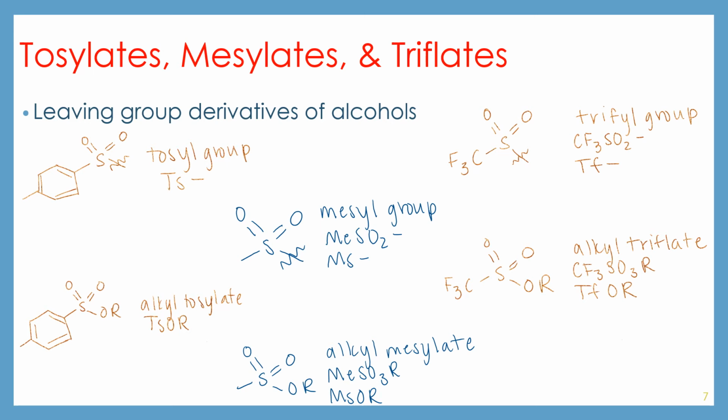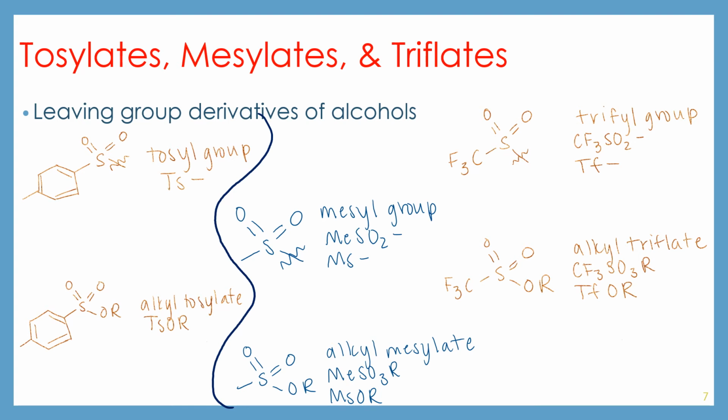So I know this slide is kind of confusing looking. There's quite a bit of information here. So the tosyl group is the one on the left. These are all compounds that feature sulfonyl groups. So tosyl is actually short for toluene sulfonyl, and toluene is a benzene with a methyl group. But anyway, you can call it just the tosyl group.